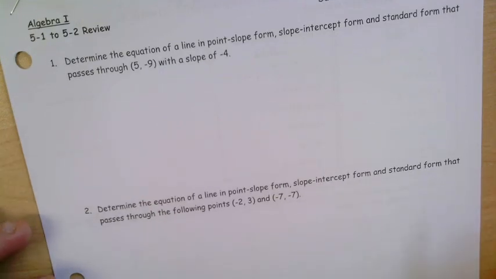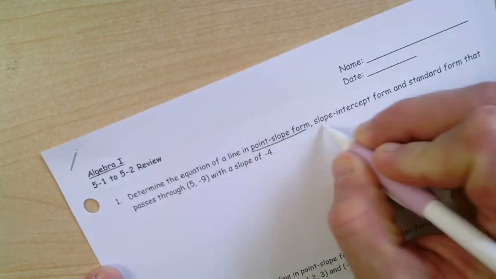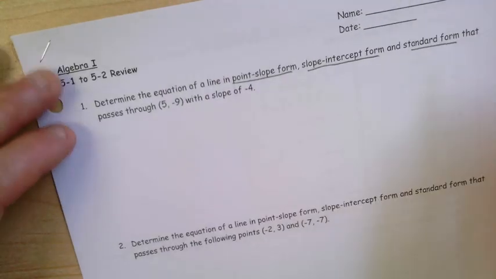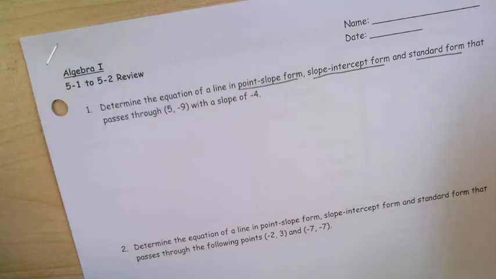So it says here, determine the equation of a line in point-slope form. I'm going to underline that. Slope-intercept form and standard form. All three, are you kidding me? That passes through (5, -9) with a slope of -4. Okay, so we're doing all four of these.